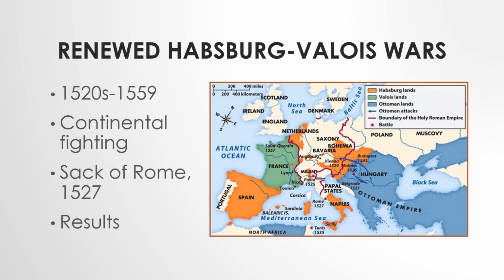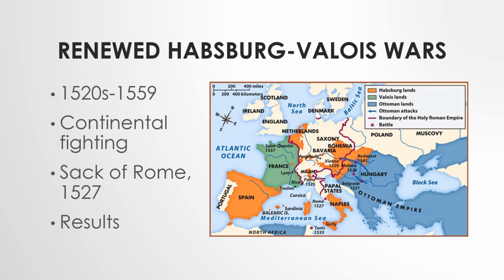And the last thing I want to talk about is the renewed Habsburg-Valois Wars. Renewed might not be the right word up here. If you remember, we had previously discussed the Italian Wars, where Italy became a battleground. But by the 1520s, the Valois leader was Francois I, and his greatest enemy was Charles V. Furthermore, you had Henry VIII of England, who was shifting sides. And these guys began fighting. If you look at the map, the orange lands are the Habsburg, green are Valois.